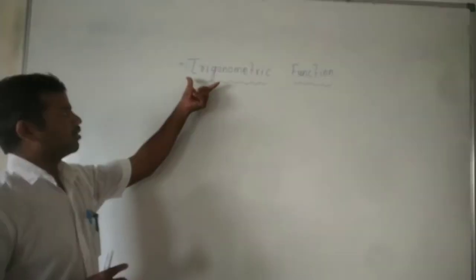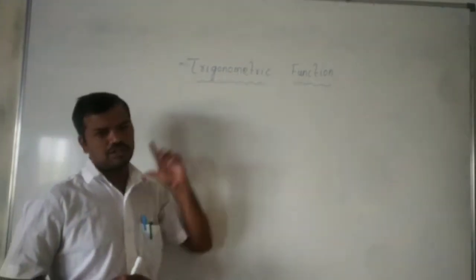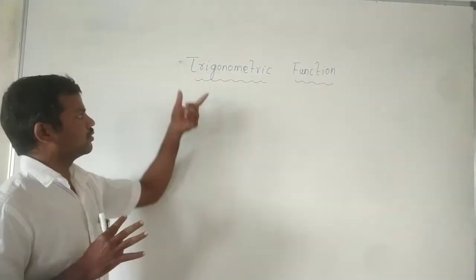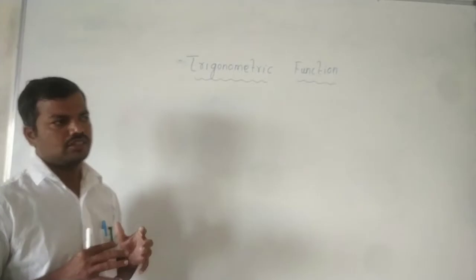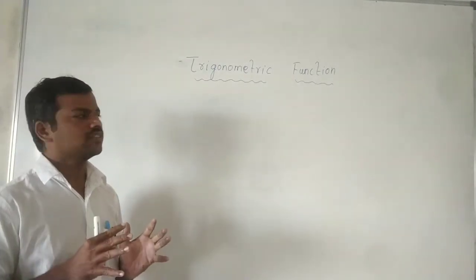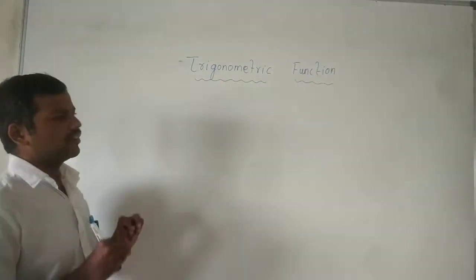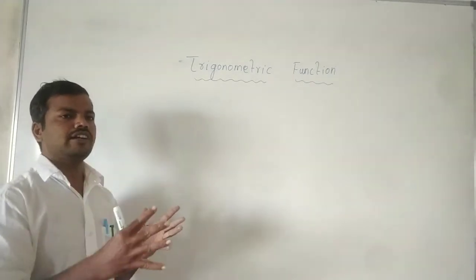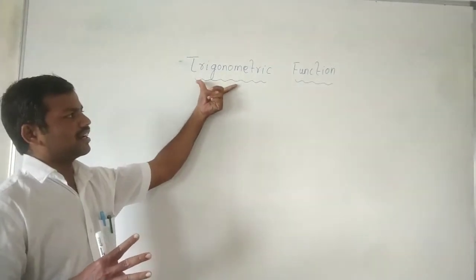So you know what we mean by trigonometry. Trigono means what? Metric means what? Trigono means triangle. Metric means measurement. So the study of triangular measurements is called trigonometry. In detail, here we have to study that if the angle is given, then we have to find out its sides. That study is called trigonometry.